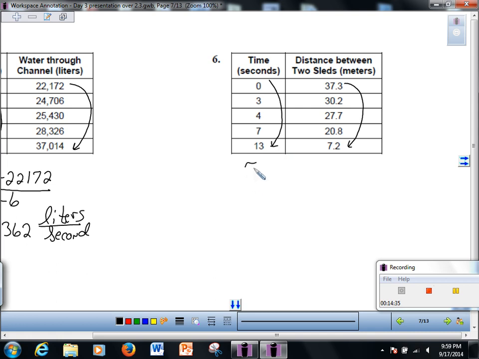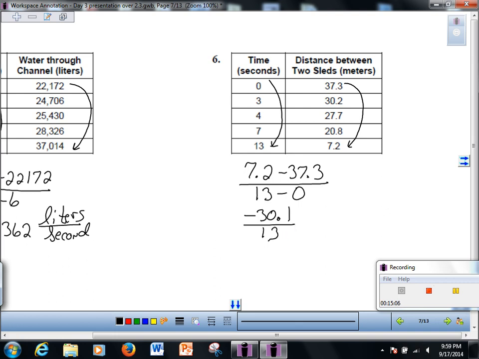I'm going to go 7.2 minus 37.3, just like we've been doing, over 13 minus 0. Hey, notice that the distance is shrinking this time. So we're going to predict my answer is going to be negative. So I'm going to go 7.2 minus 37.3, and I'm going to get negative 30.1 over 13.